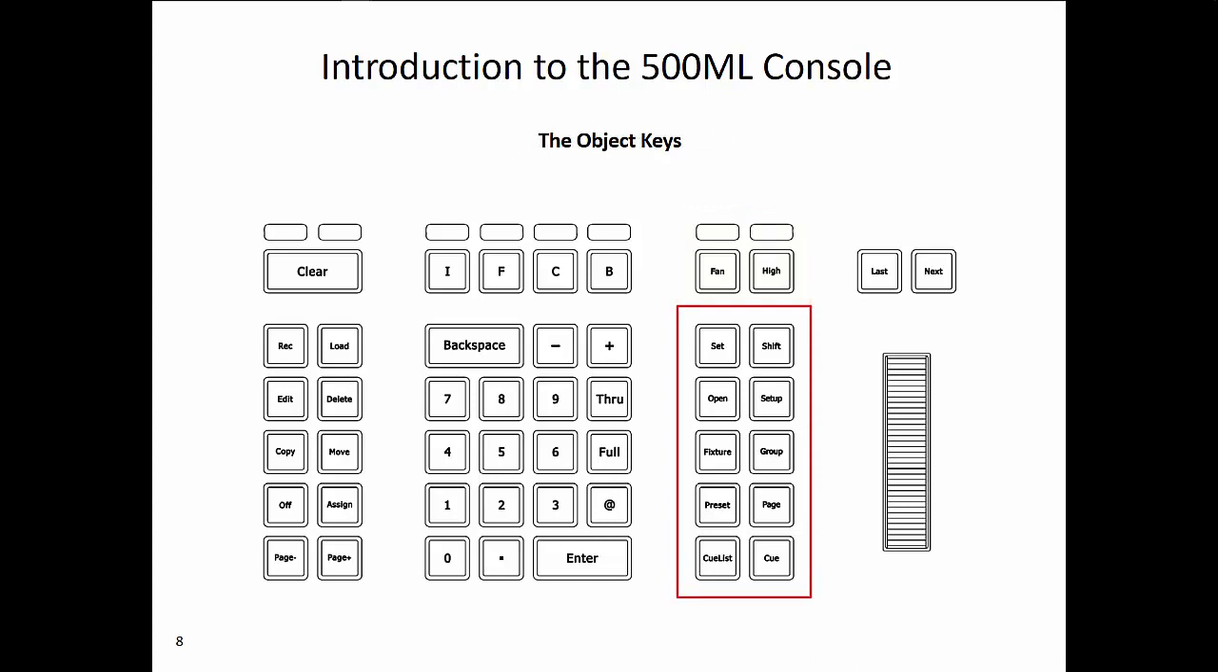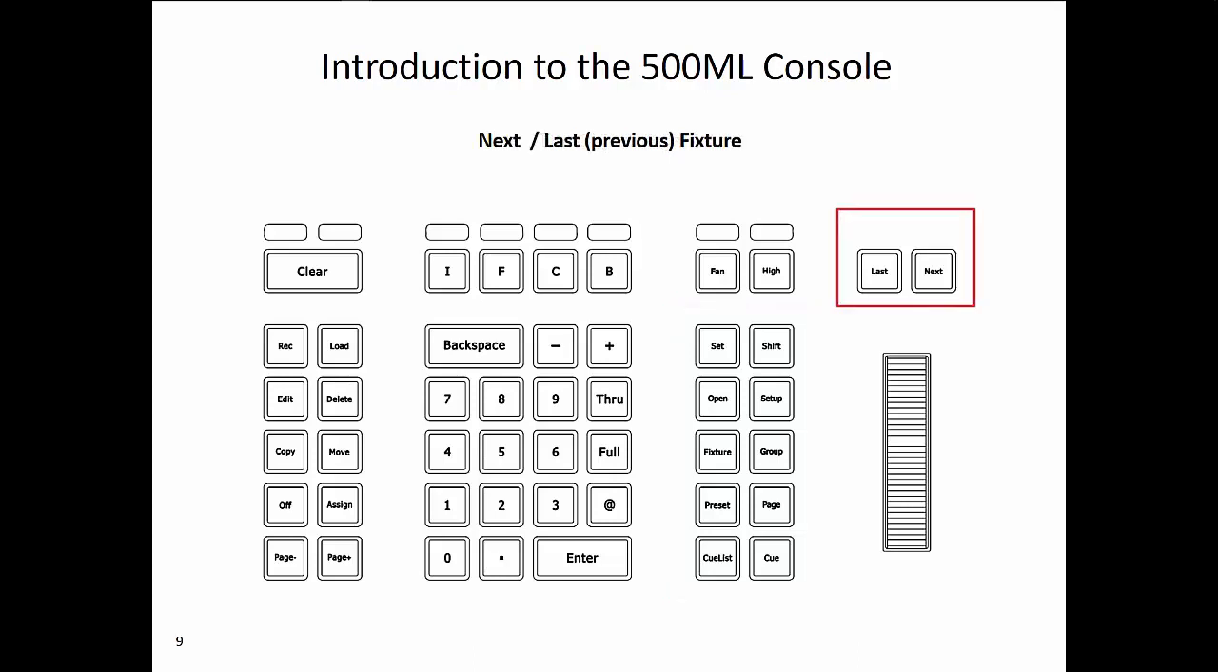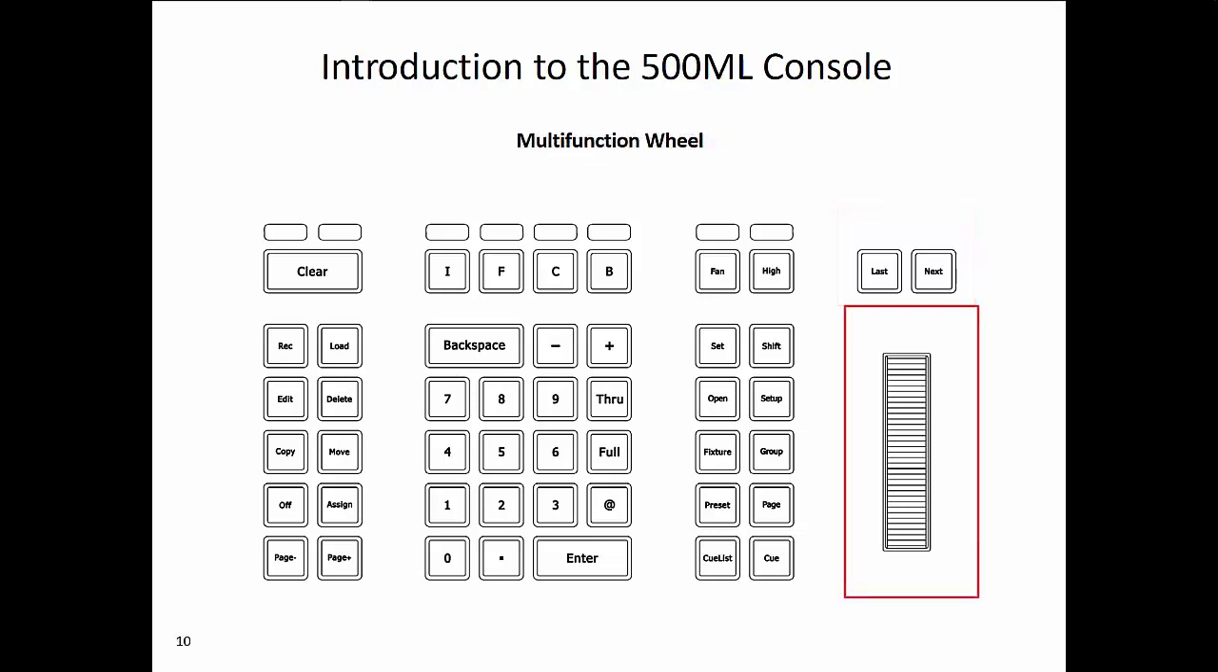The object keys allow you to navigate the software in terms of opening different windows that you need to manipulate, or going into setup and manipulating cues and cue lists. The next and last buttons will allow you to cycle through the next or the previous fixtures for fast programming. And lastly, on the bottom right hand side, you have your multifunction wheel, which will dynamically change intensity and other things that are selected.